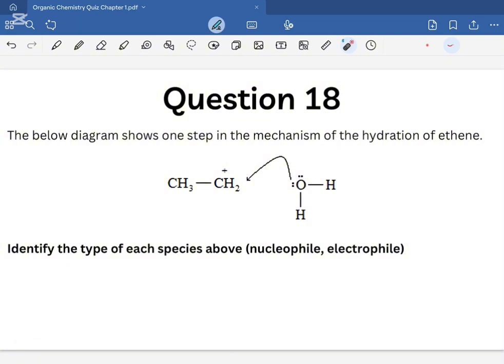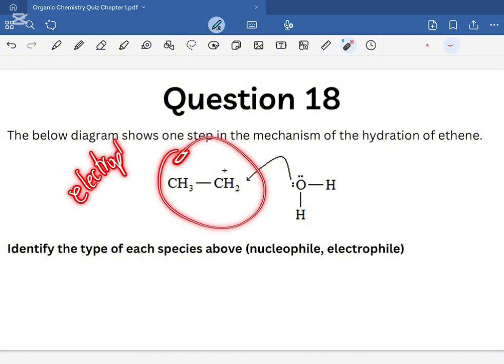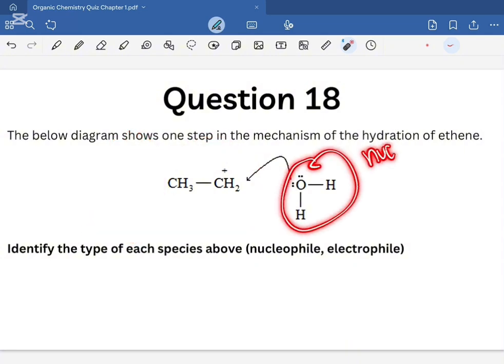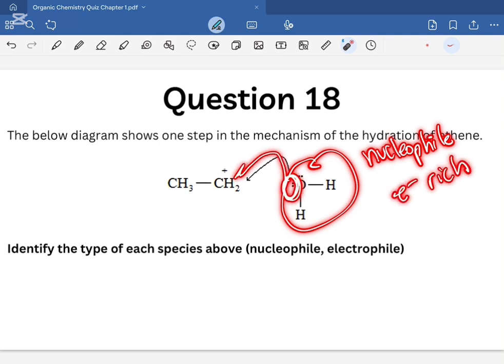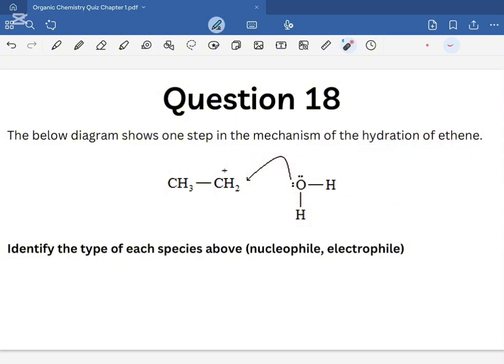Now, for question 18, we were also given the below diagram. The diagram shows one step in the mechanism of the hydration of ethene. Identify the type of each species above, whether it's a nucleophile or an electrophile. So this one over here is the electrophile, as it has a positive charge, so it's electron poor, electron deficient. And this one over here is going to be the nucleophile. It is electron rich, it has a lone pair, and the lone pair is attacking the partially positive carbon.